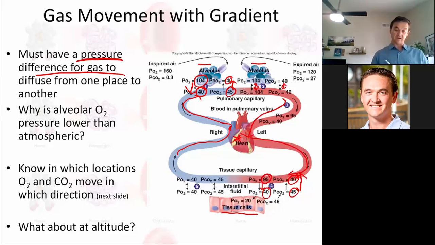And then look, all the way down in the cells, it's even lower. That's good because we need it to move from the interstitial space into the cells again. So we need another drop down in that concentration of oxygen for it to move.